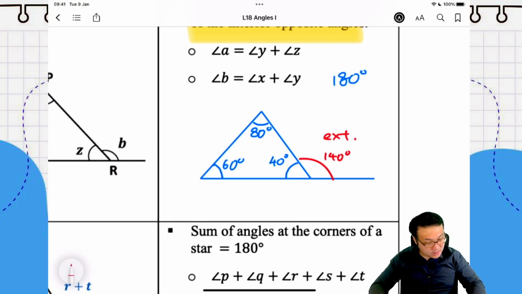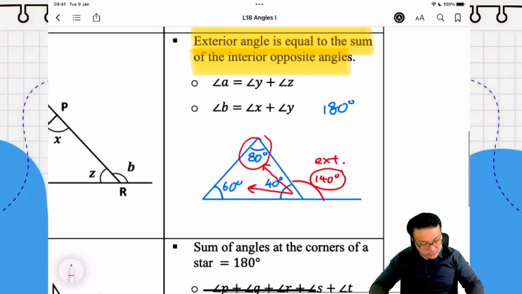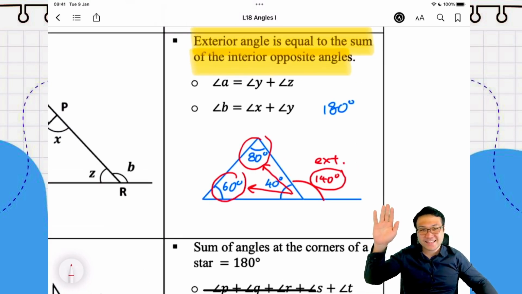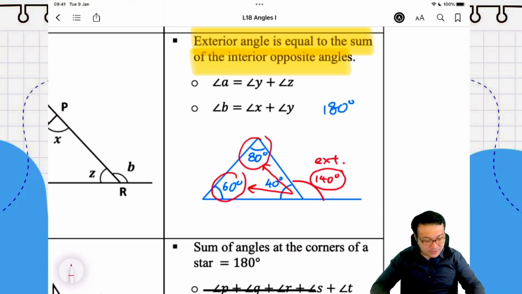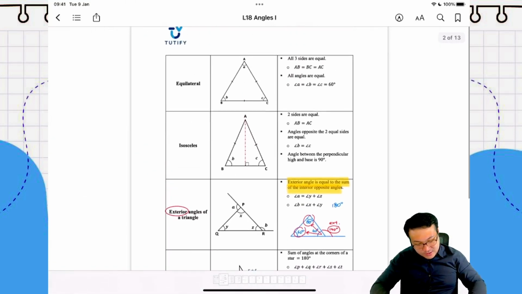Why do they call it opposite? Because the interior angles are opposite to the exterior angle. So let me repeat one more time. If you have an exterior angle outside the triangle, this exterior angle equals the sum of the two interior opposite angles. Any questions, students? Raise your hand. Okay, so now you need to learn how to identify this. So let's go to the question.